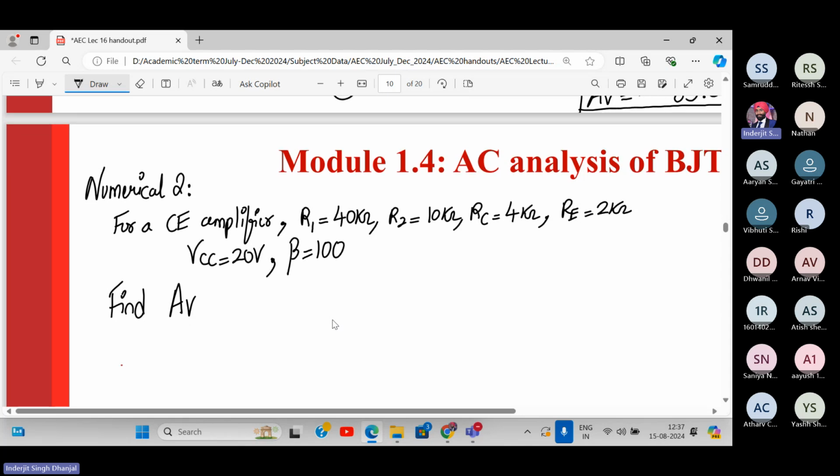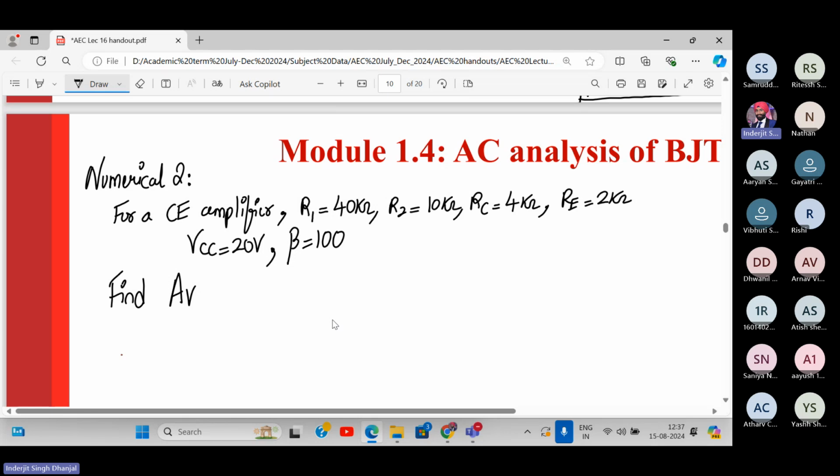So you need to draw the circuit and find out everything. Here, additionally, one more data is given to you. They have given RPI also. RPI is 1.655 and GM is given to you, 60.4542 milliampere per volt.